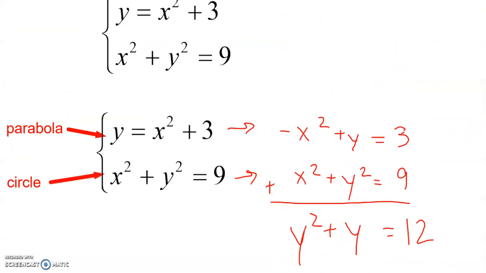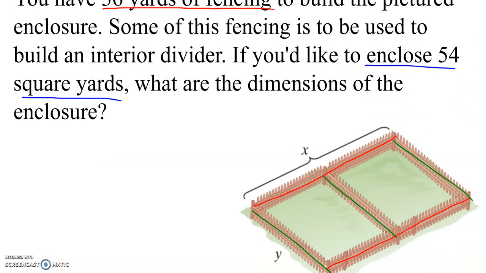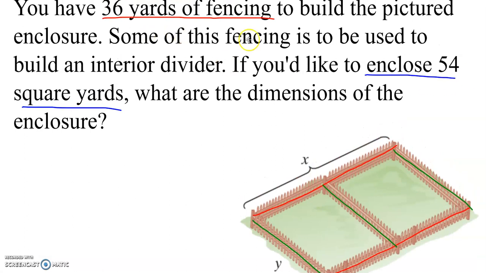All right, now let's move on to a word problem. It says you have 36 yards of fencing to build the pictured enclosure right there. Some of this fencing you'll notice is going to be used to build a divider through the middle of this rectangle. If you'd like to enclose 54 square yards, what are the dimensions of the enclosure?